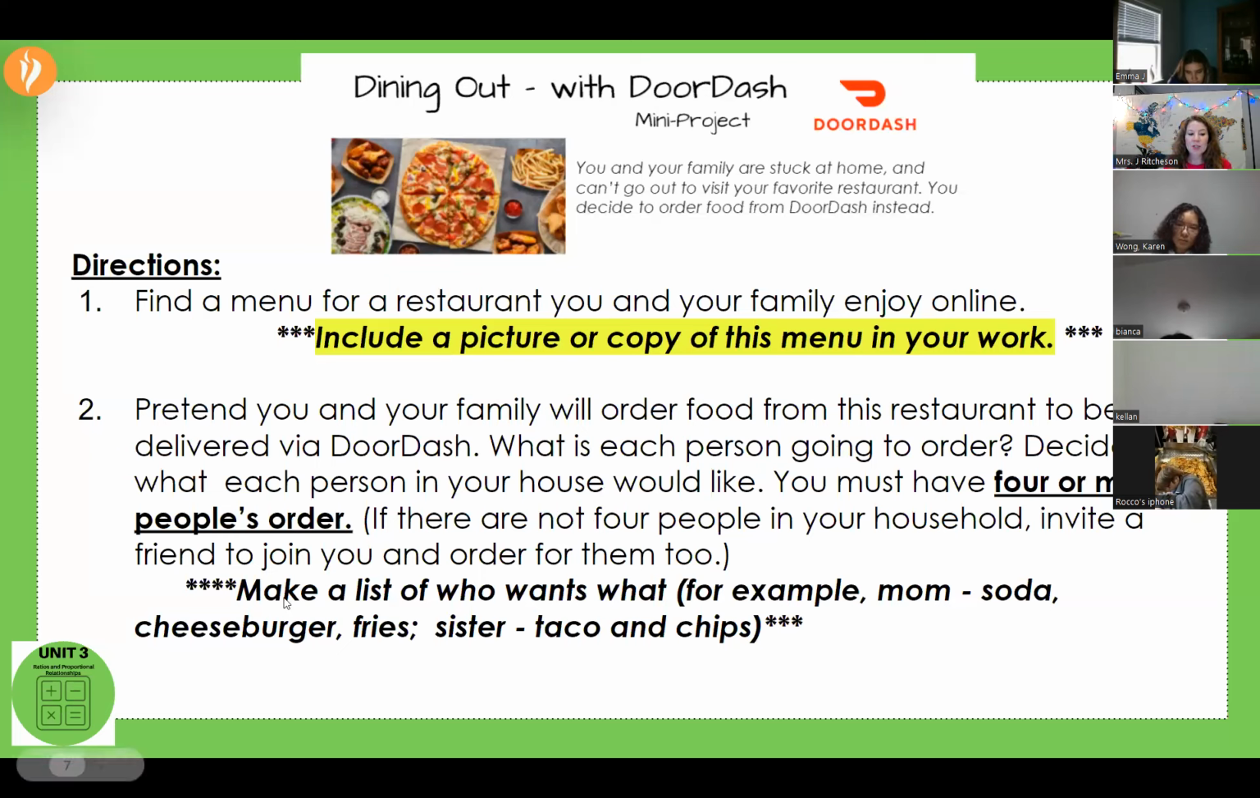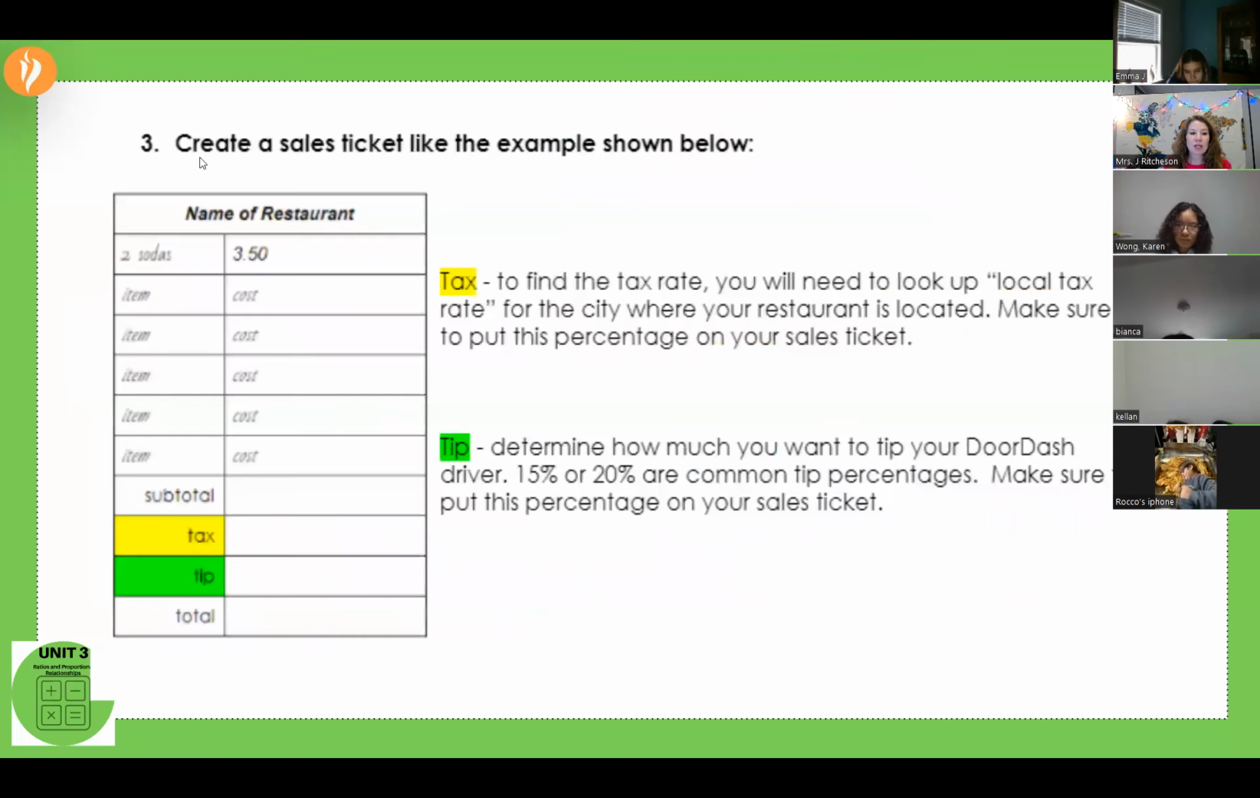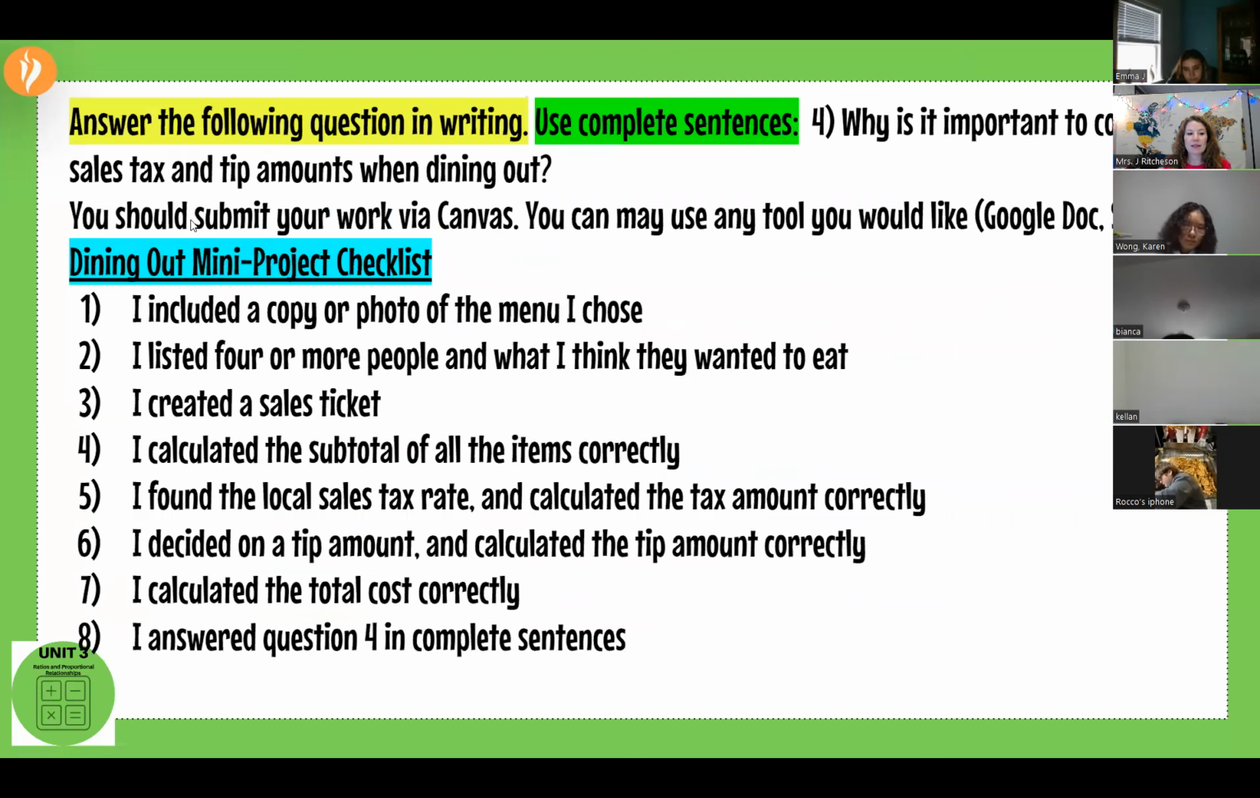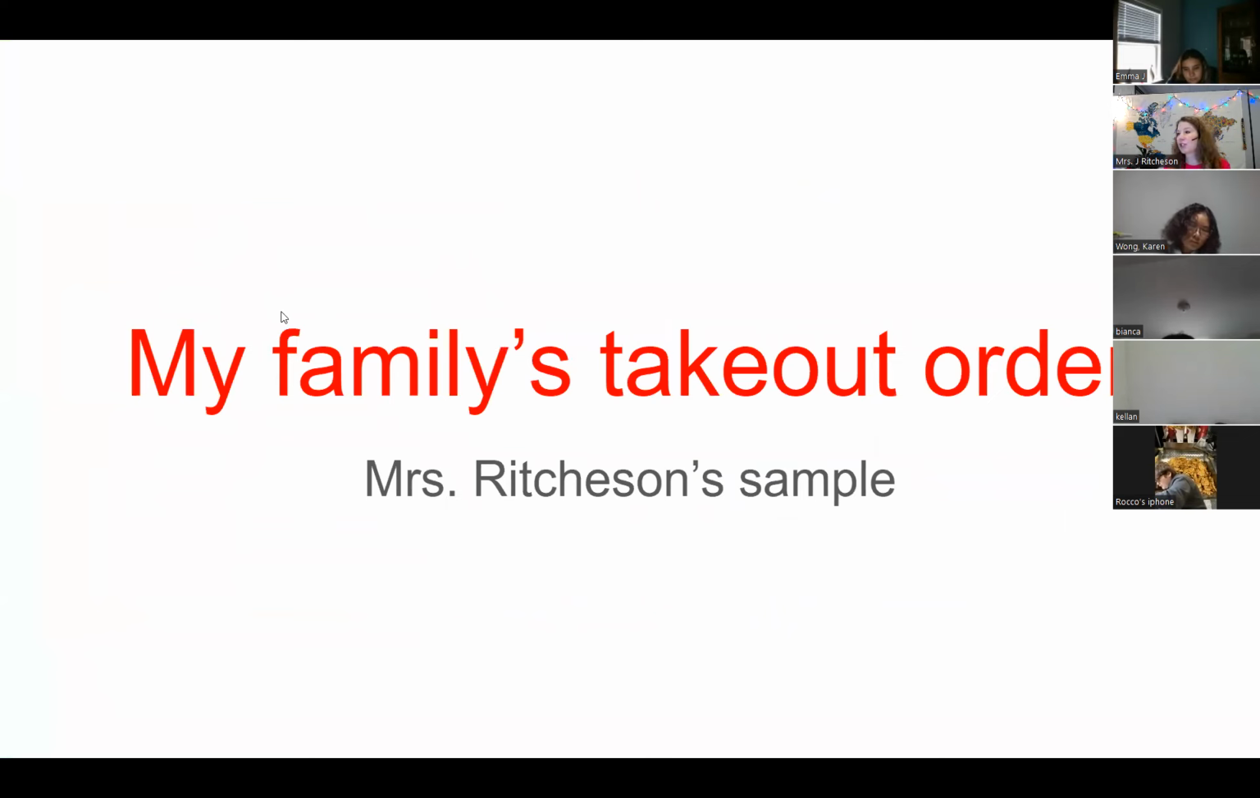Okay. So you're going to make a list of who wants what. For example, mom ordered a soda, cheeseburger, fries. Sister ordered a taco and chips, etc. Okay. So you're going to create a sales ticket like the one here. So let me come back to this. All right, I'll just show you my example.